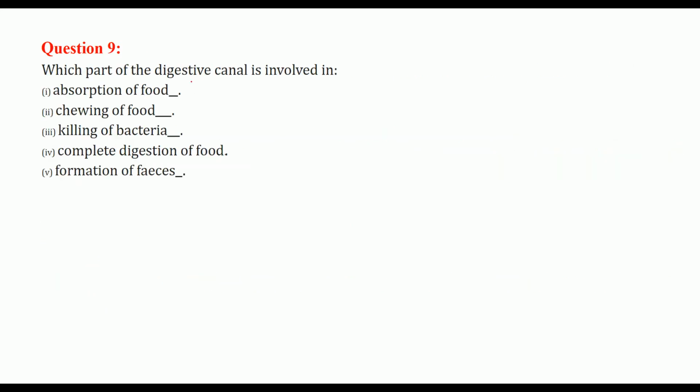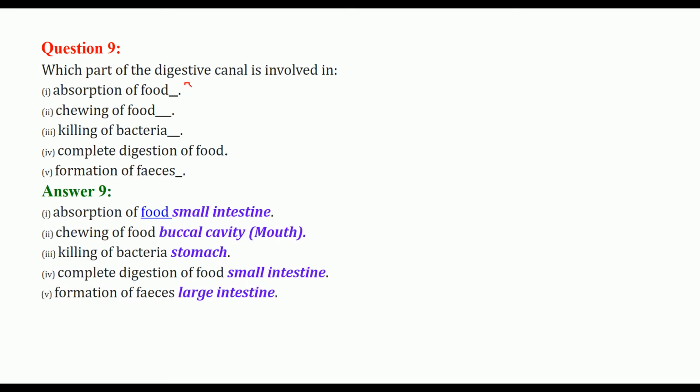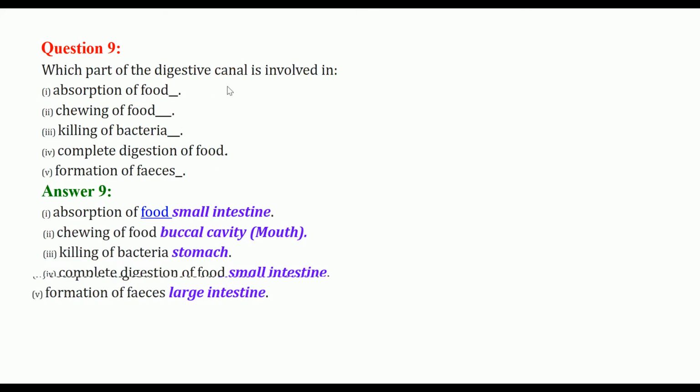Which part of the digestive canal is involved in absorption of food? This is the small intestine. Chewing of food: the mouth, also called the buccal cavity. Killing of bacteria: stomach. Complete digestion of food: small intestine. And formation of feces, that is the excreta: large intestine.